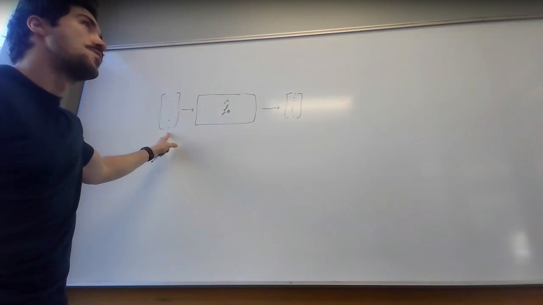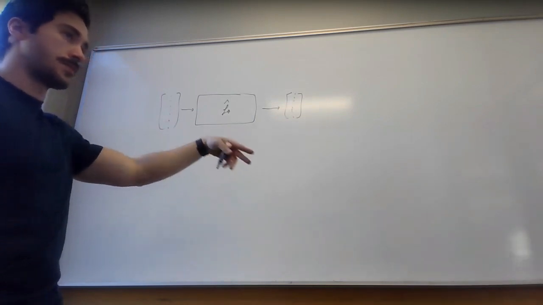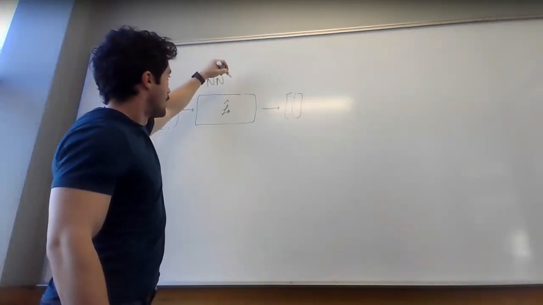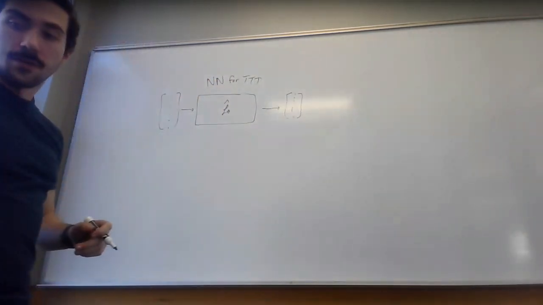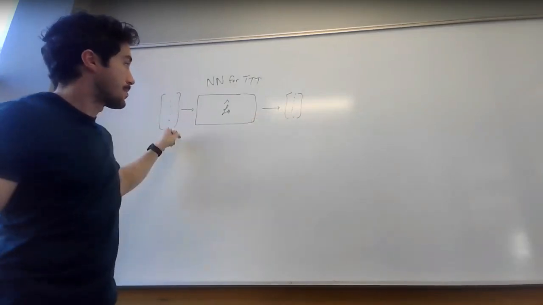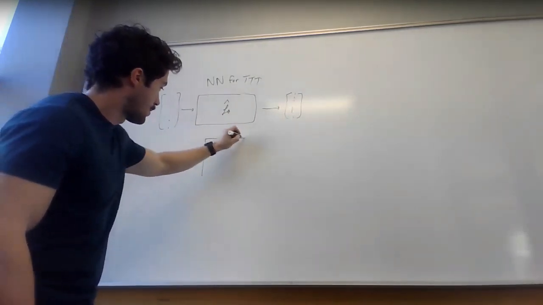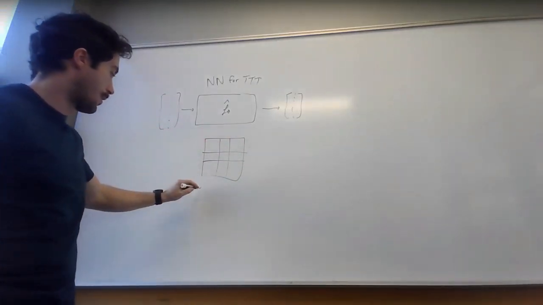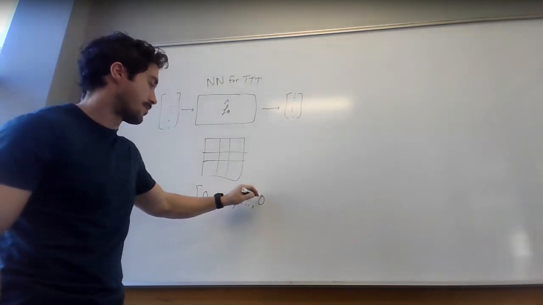And the input could be 9 numbers, and each one's either 0, positive 1 if X is there, or negative 1 if O is there. So this is neural networks for tic-tac-toe. All right. So the thing that controls what maps states to actions. For example, if I have a tic-tac-toe board like this, I'd represent this with a state vector that looks like 0, 0, 0, all the way through 9 zeros.